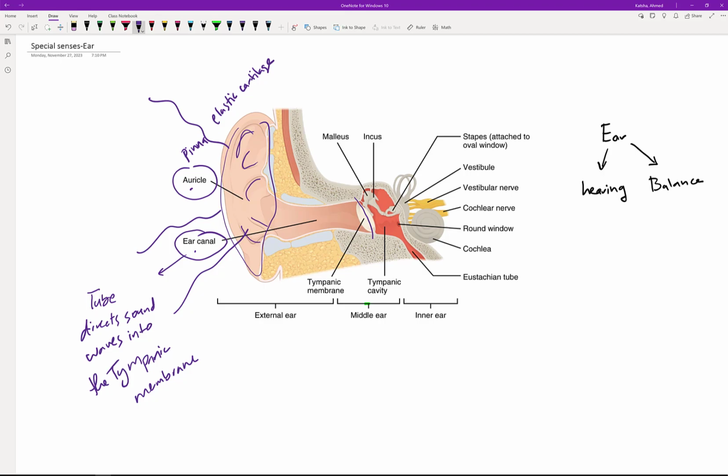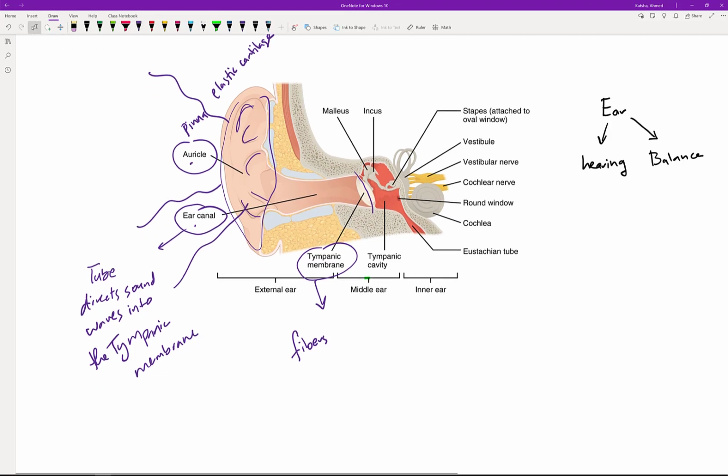So the tympanic membrane is a structure that is made of fibers, and its biggest function is to convert sound waves to vibrations. So when the sound waves come into the ear canal, they will hit the tympanic membrane, or the eardrum, and it will start to vibrate in response to those sound waves. Those vibrations will be transmitted into three small bones. Those bones are within the middle ear.